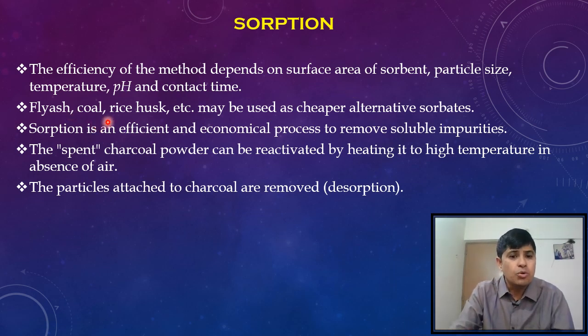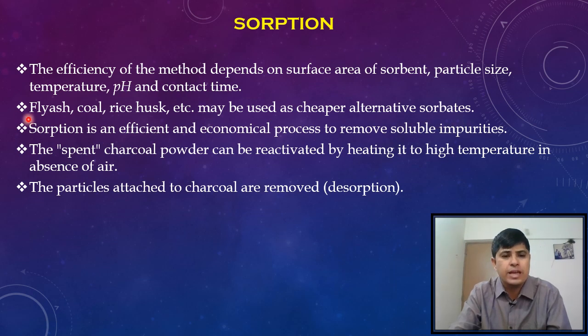Fly ash, coal, rice husk, etc., may be used as cheaper alternative sorbents. We can use fly ash, coal, or rice husk as a cheaper alternative instead of charcoal. Sorption is an efficient and economical process to remove soluble impurities.